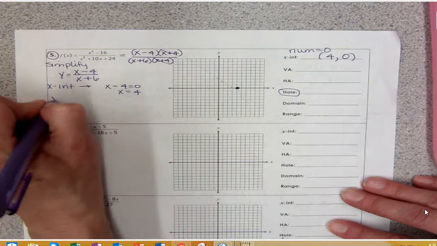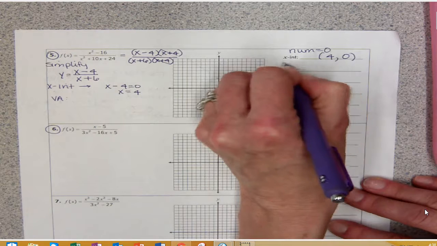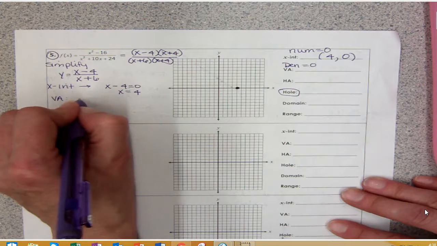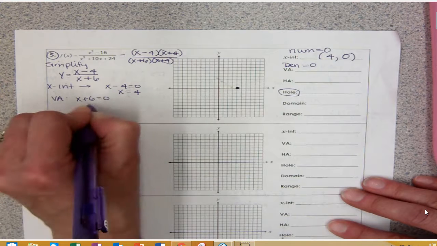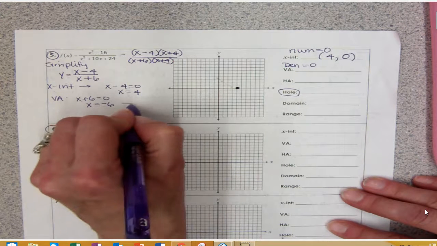Then my vertical asymptote is where my denominator equals 0. So I'm going to take my x plus 6 equal to 0. That's going to give me x equals negative 6. This is a line.